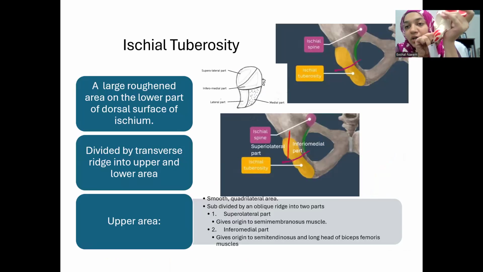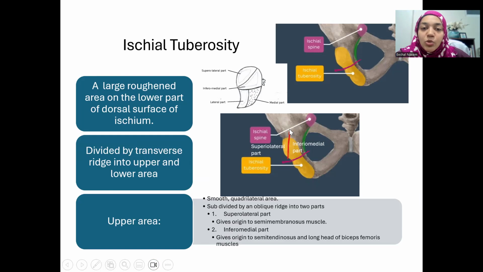Now the ischial tuberosity. This is the ischial tuberosity. If I take this ischial tuberosity and divide it into two parts, can you see this diagram here? This is the upper part and this is the lower triangular part. So this is the ischial tuberosity. I divide it into two parts: the upper part and the lower part.